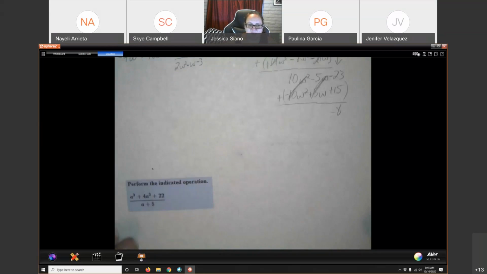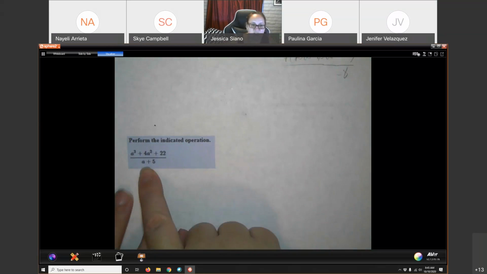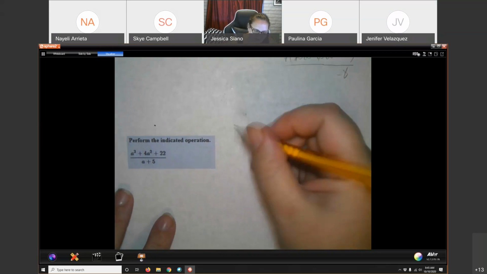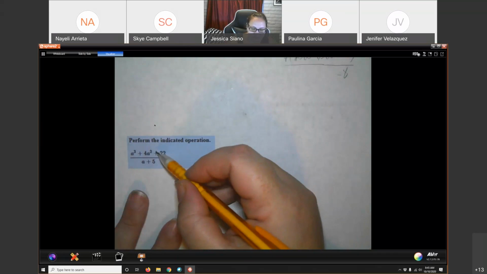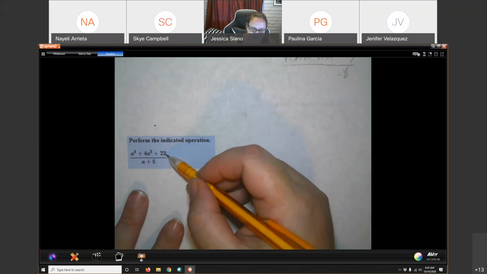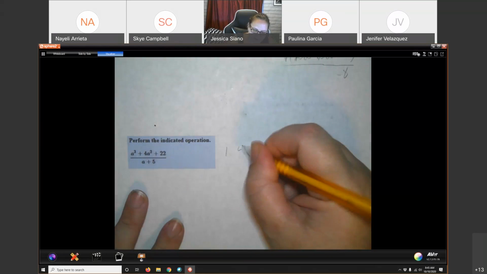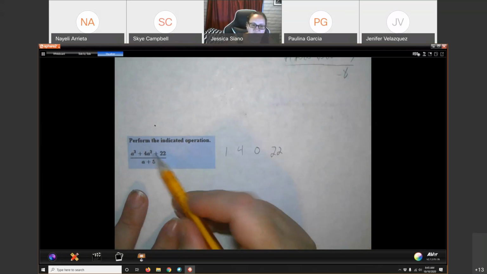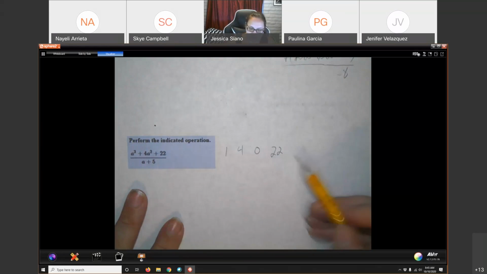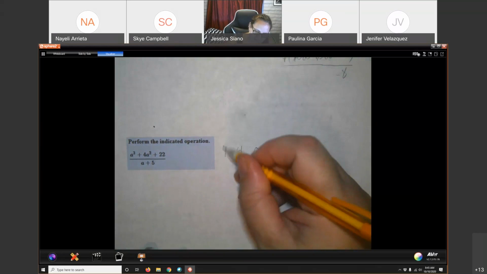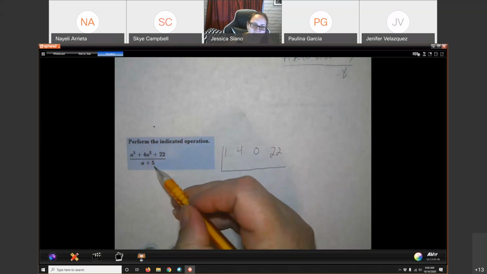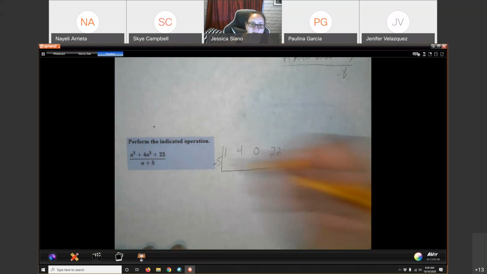Now for the last one that I have on here, this one is another good candidate for synthetic division. I put this one on here because I need you to know that if you're missing a term, like I said before, you have to put a 0. So when I line up my coefficients for synthetic division here, I would do 1, 4, and then a 0 and 22. Because there is no a term, we need a 0 to hold its spot. Then a plus 5 means I would put a minus 5 out here.